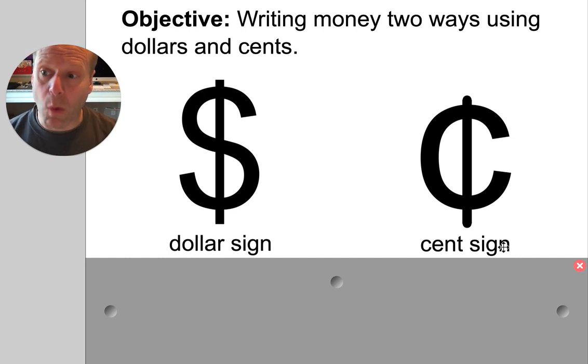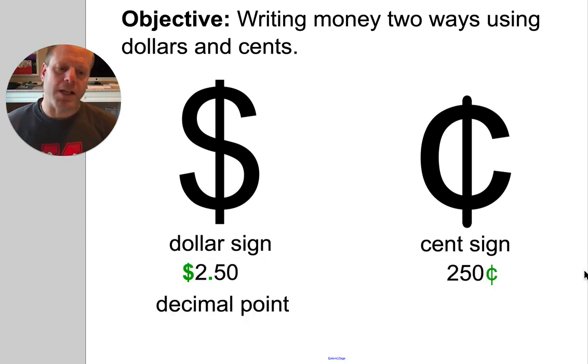Okay? So you're going to pick one that you like and that makes sense to you and just kind of stick with it. But you could always switch to the other one, but you might have to move the decimal point out of there. Because there are no decimal points when you're talking about the cent sign. Okay, so this is kind of the same amount of money written two different ways.